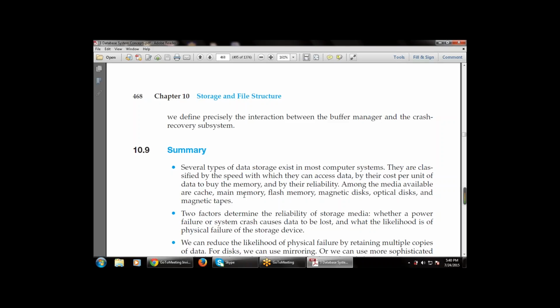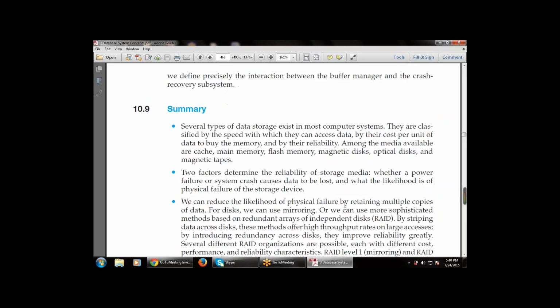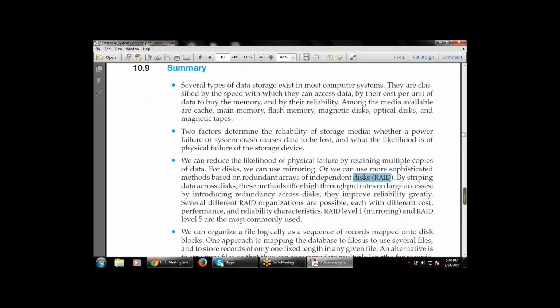The next, third point is that we can reduce the likelihood of physical failure by retaining multiple copies of the data. For this we can use mirroring, which is known as RAID, a redundant array of independent disks. There are 7 levels of RAID, starting from 0 and ending with 6: 0, 1, 2, 3, 4, 5, 6.